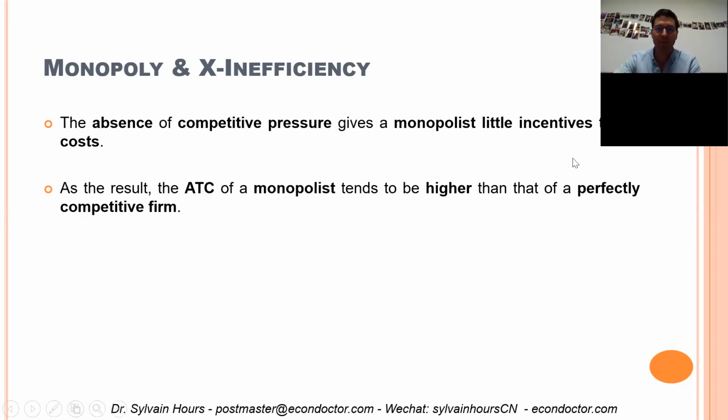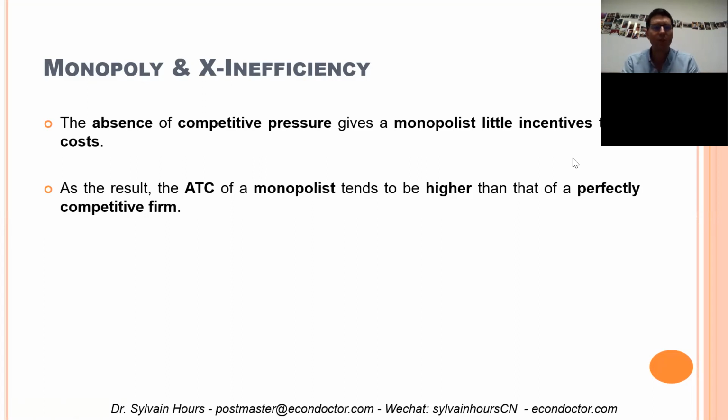So in the absence of competitive pressure, the monopolist, or again, generally speaking, any firm with a strong market power, has little incentive to cut costs. As a result, the average total cost of a monopolist tends to be higher than that of a perfectly competitive firm. Again, a perfectly competitive firm has much stronger incentive to reduce costs as much as possible.